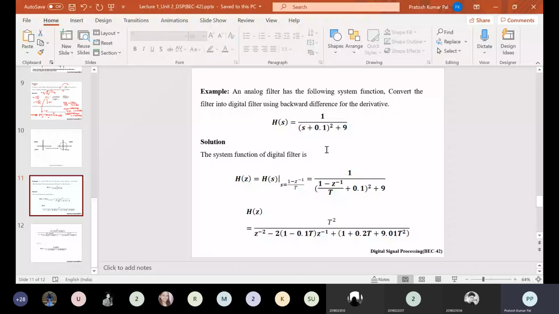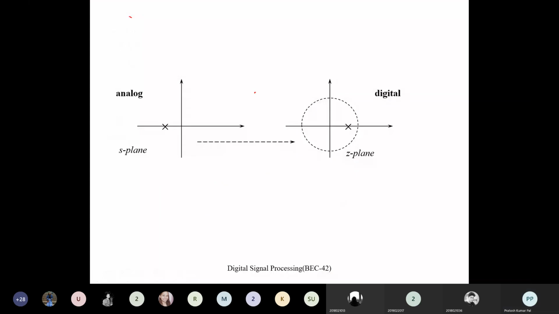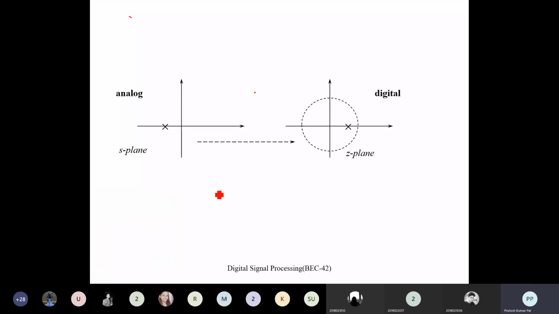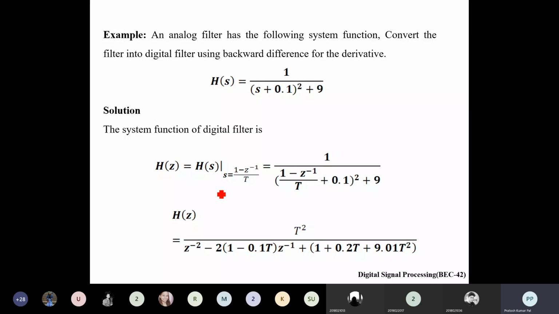Now see here. In the previous class, we were discussing the approximation of derivative method to convert an analog filter into a digital filter. We have seen one example. Based on that, another example is there. Suppose this is the example.